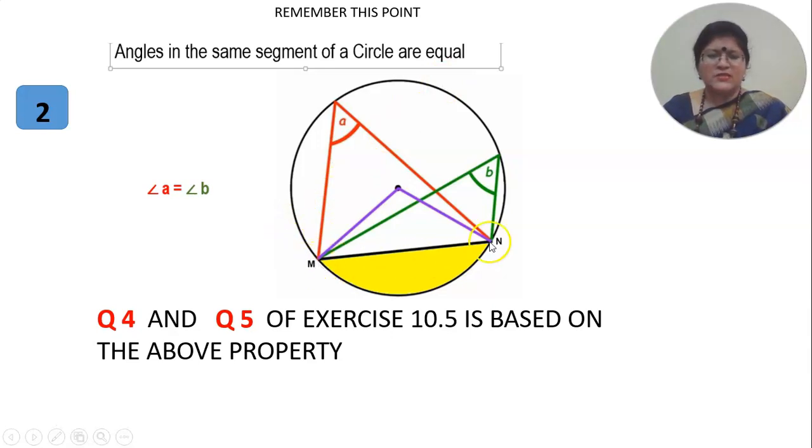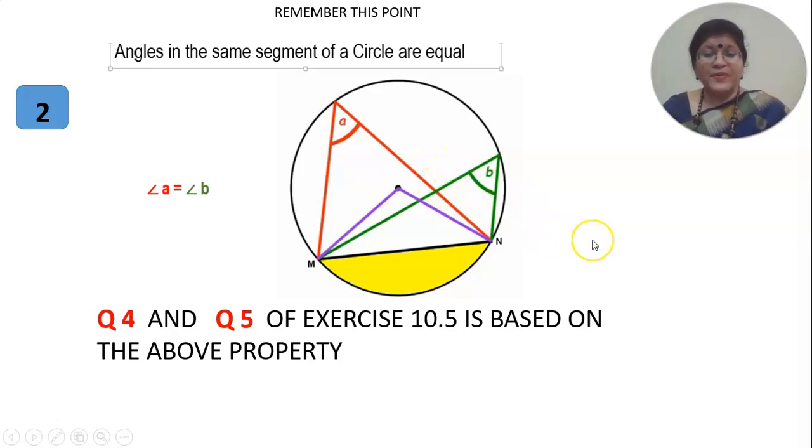So let us look at this chord MN. I have taken one angle out here, that is angle A. Similarly, there is another angle B. And how are these angles formed? By the starting point out here, M, and the ending point of that chord, N. Are these two angles lying on this segment? Yes. So these two angles will be congruent. They will be equal because angle A and angle B are lying in the same segment of a circle.